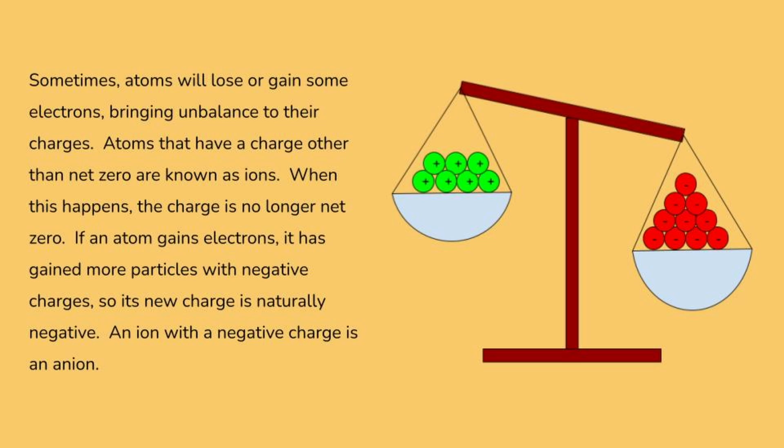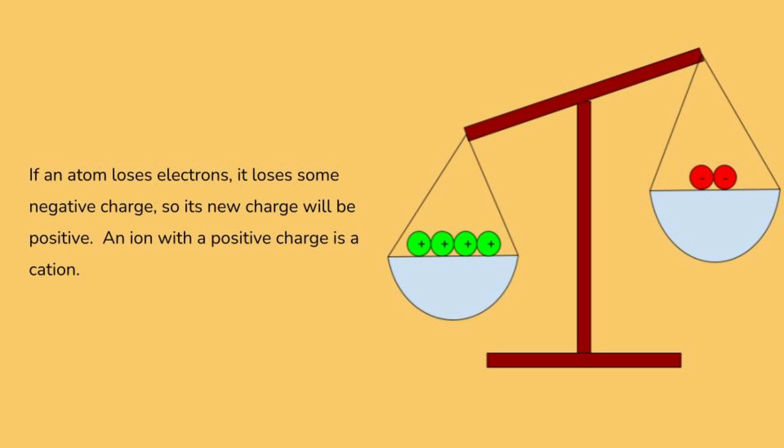If an atom gains electrons, it has gained more particles with negative charges, so its new charge is naturally negative. An ion with a negative charge is an anion. If an atom loses electrons, it loses some negative charge, so its new charge will be positive. An ion with a positive charge is a cation.